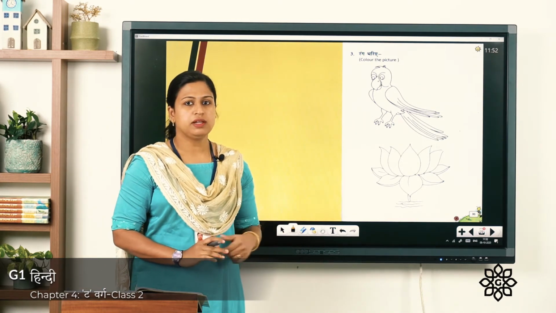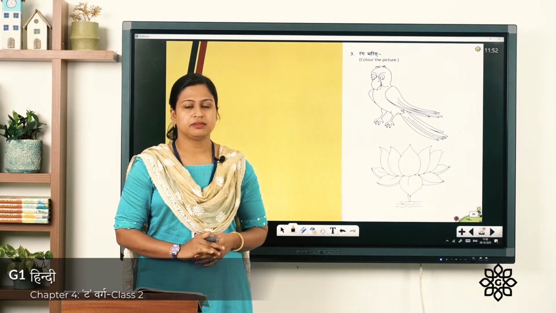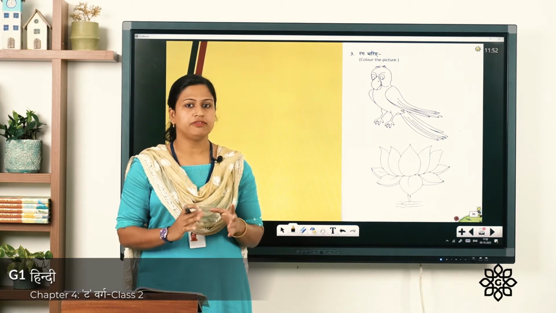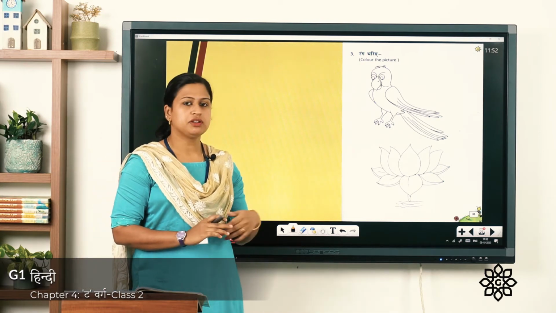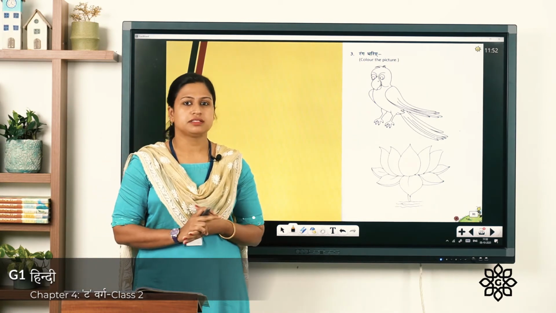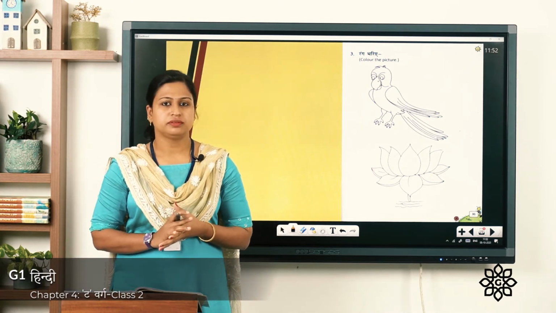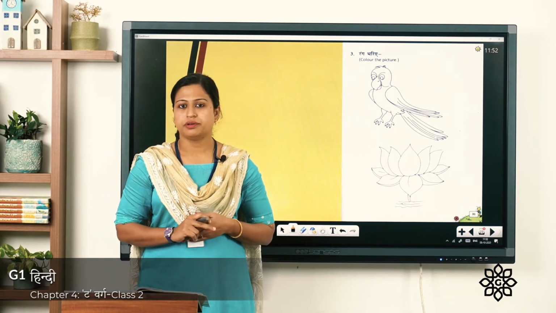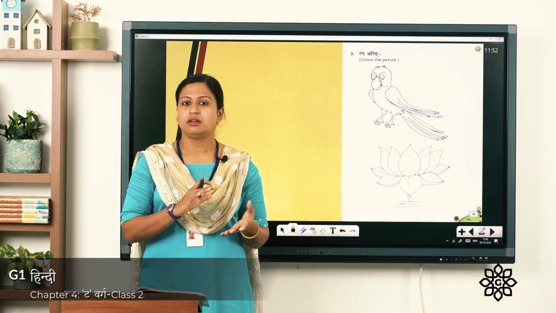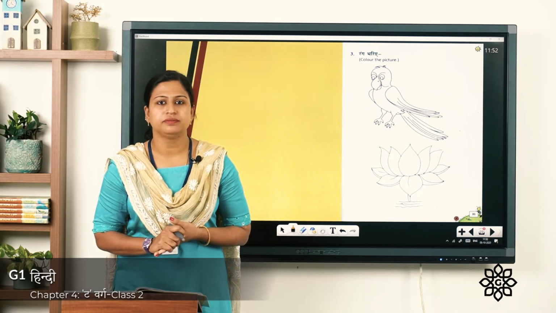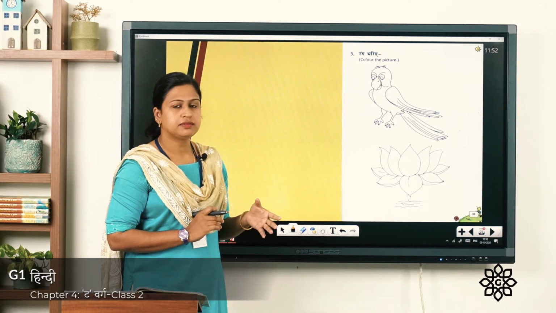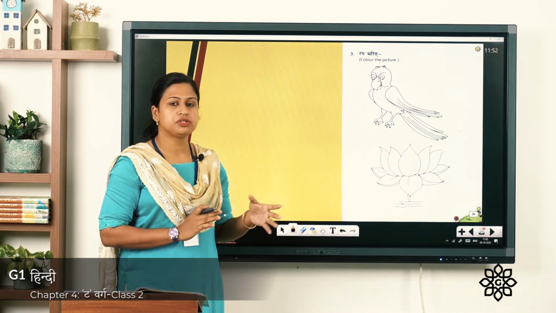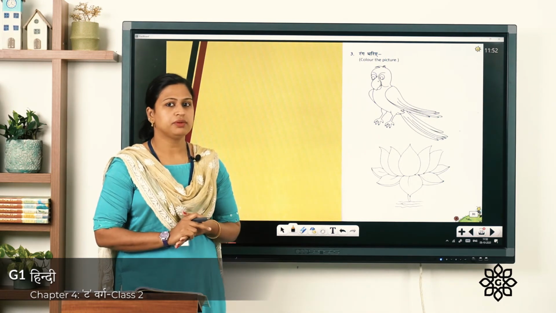Yes, the first one is a parrot. Parrots are birds of different colors, isn't it? Now the next picture is of a lotus. Lotus is a flower and it floats on water. Do you know that lotus is our national flower and it's pink in color? Now what you have to do is, you have to color these pictures and make it very beautiful.